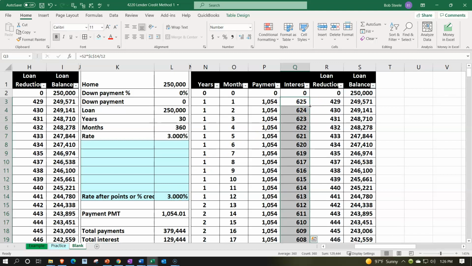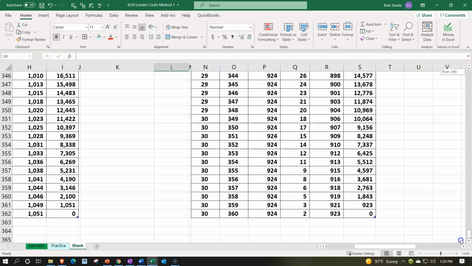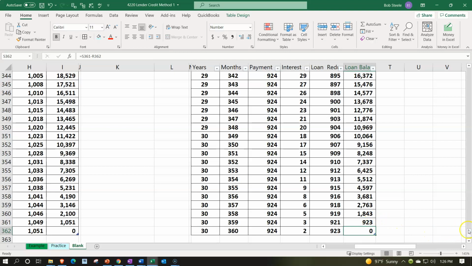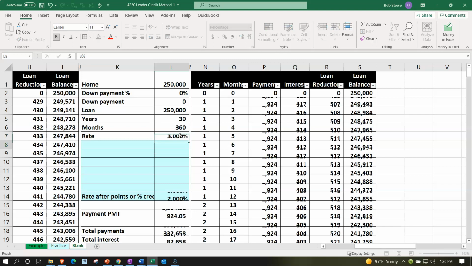And then I'm going to copy that one down, just double-click on it and copy it down. To double-check this, you might want to change something like the rate to like 2% just to make sure that it refreshes. And everything, if I go on down to the bottom, should add up to 0. So that looks good. So it looks like everything's calculating properly. So let's put this back to 3%.